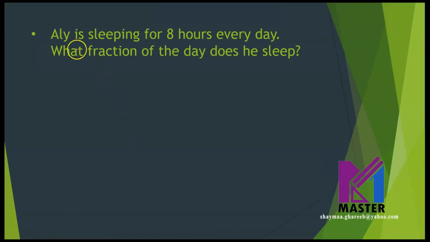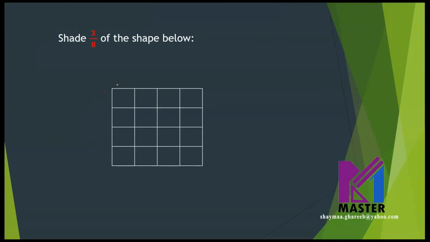One more question. Ali is sleeping for 8 hours every day. What fraction of the day does he sleep? So here he's asking about what fraction of the day. He's sleeping 8 hours every day. And how many hours are there in one day? 24. So he is sleeping 8 hours out of 24 hours. So our fraction here will be 8 over 24. We can simplify this fraction, or we can keep it as it is. That's it. Let's see the next question.